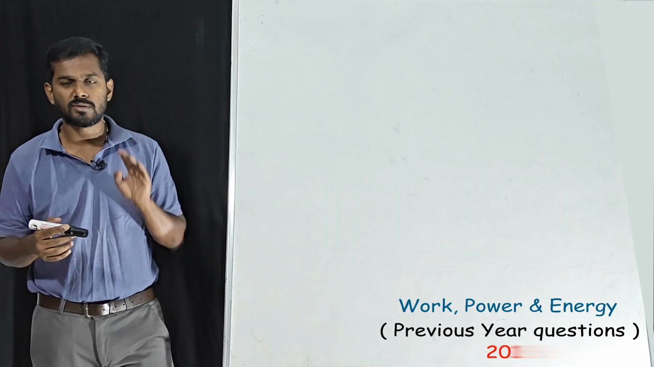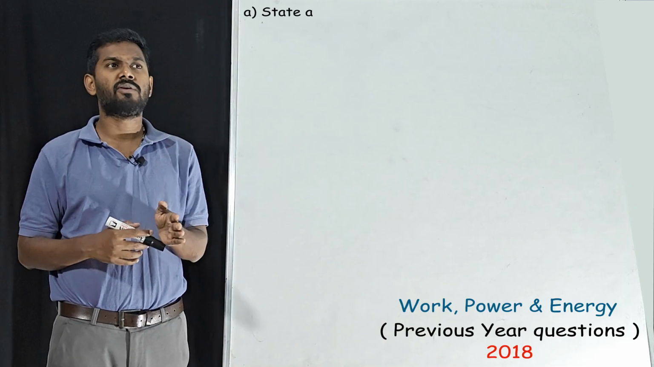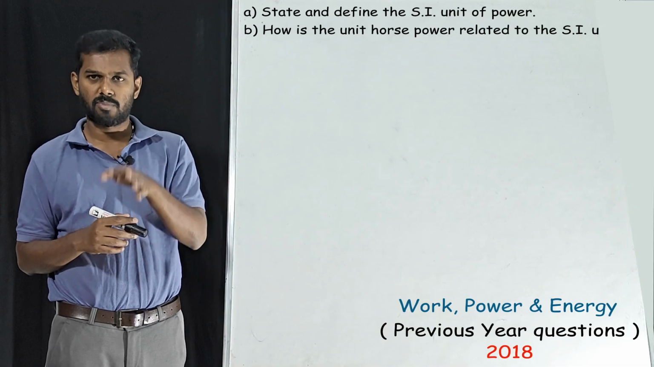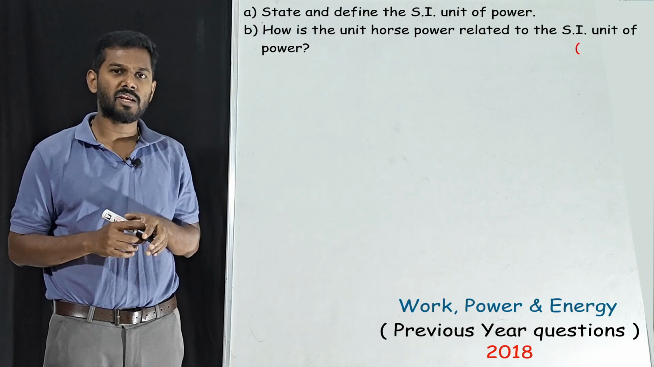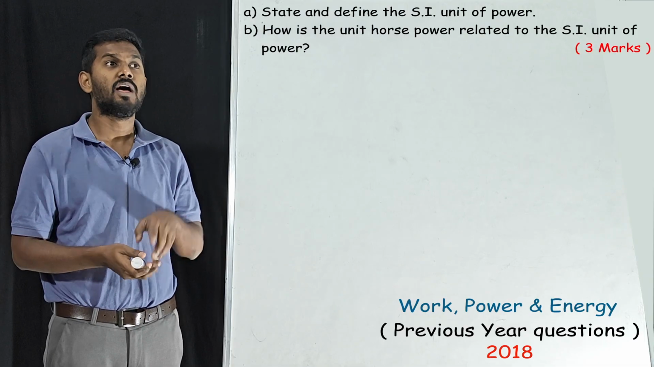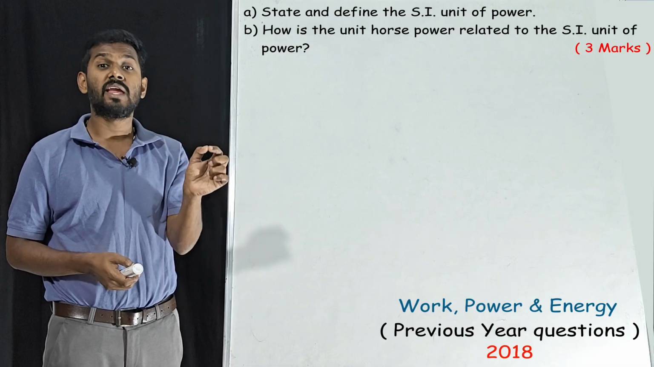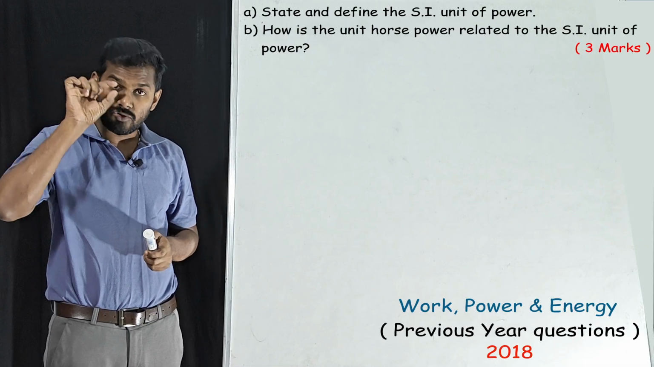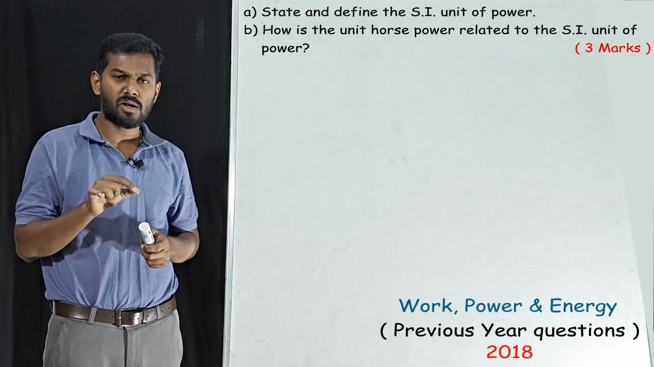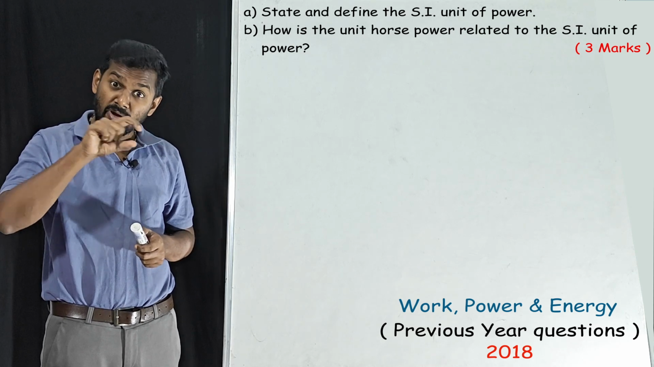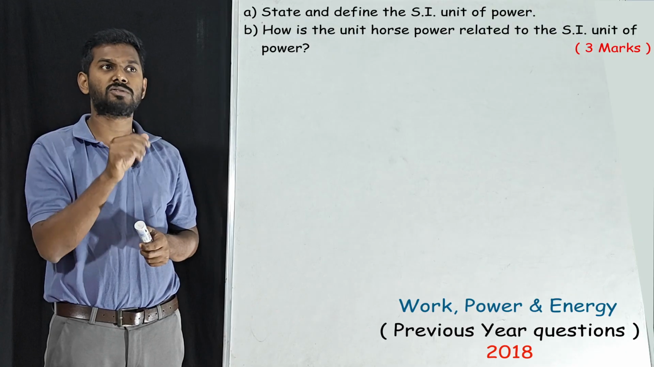Now we'll move on to 2018. State and define the SI unit of power. So what we have to do? Define the power and state its SI unit, correct? Completely wrong. Why? Because see the question properly. State and define the SI unit of power. So we have to state the SI unit of power, and we have to define that unit, not define the power. So understand the question.